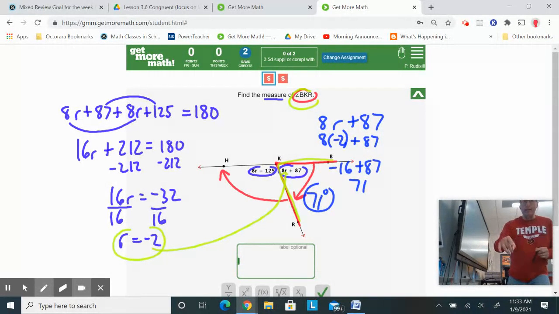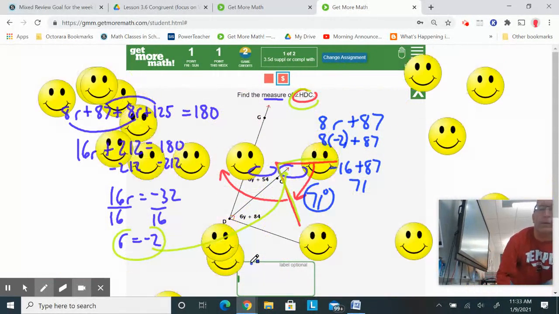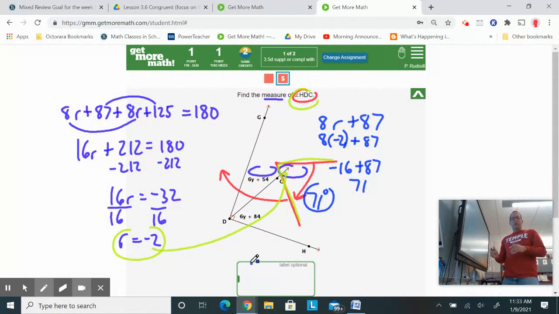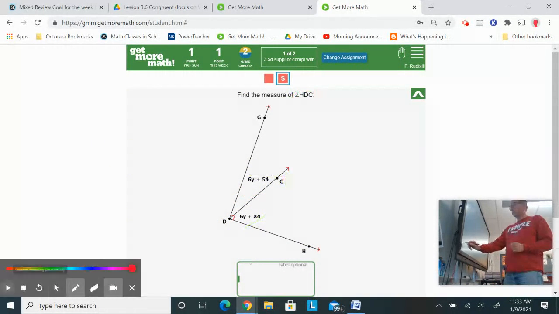So I want to type that in my box right here on my computer. If I can tap it in there, let's go. What do we have? 71, and hit enter. Boom, it works. Now let me erase these marks and I'll do a second problem with you.